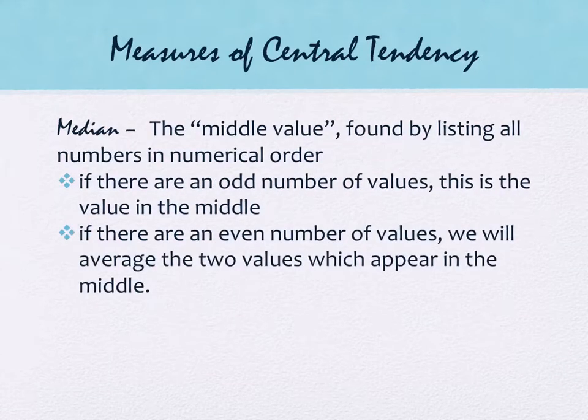Another type of average is called the median. The median is the middle value that is found by listing all the numbers in numerical order. Logistically, if there are an odd number of values, there will be one value that's in the middle. If there are an even number of values, there will be two numbers that we would consider to be in the middle. And when that happens, we would find the mean of those two numbers.